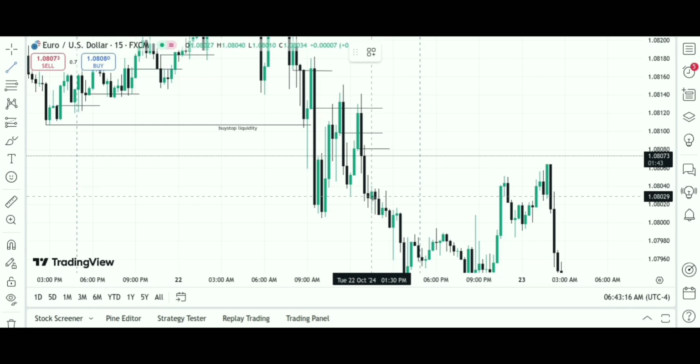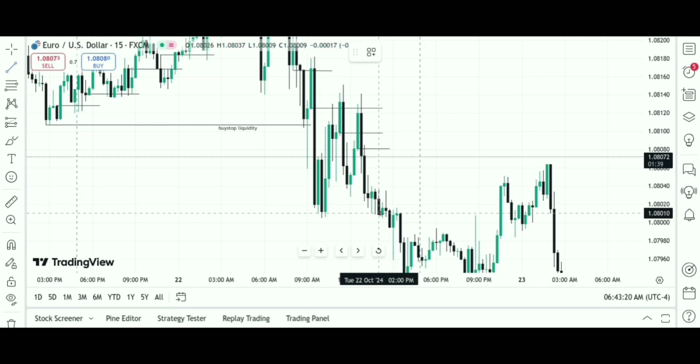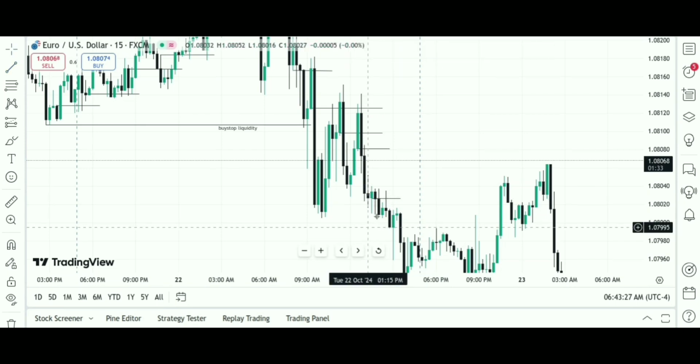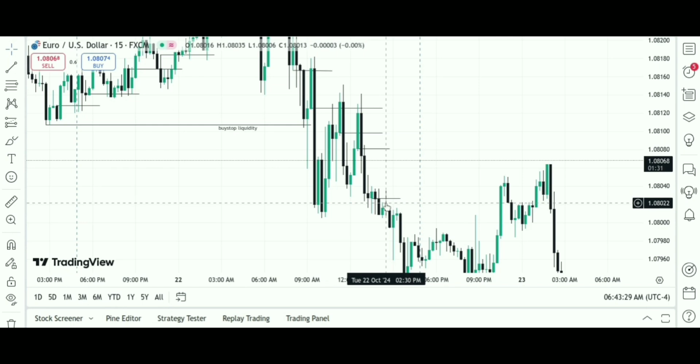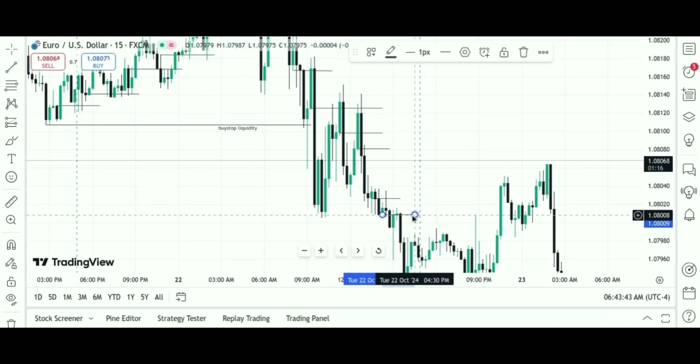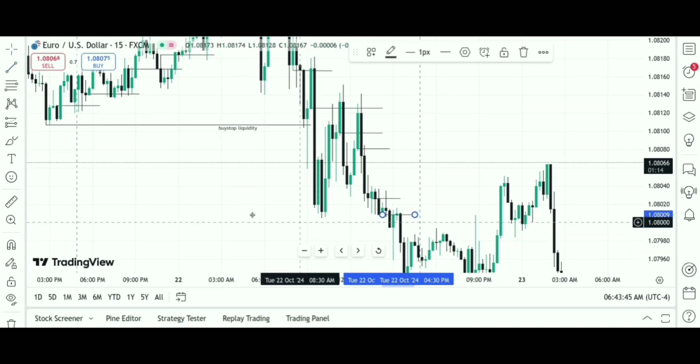So this is the last up close candle before this bearish move here. You can see the market retrace back to this level before they move to the downside. This is the last up close candle before this bearish move here. The market retrace back to this level before the movement to the downside.